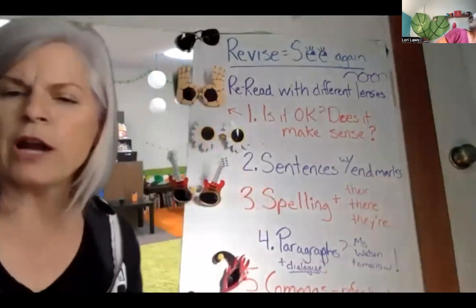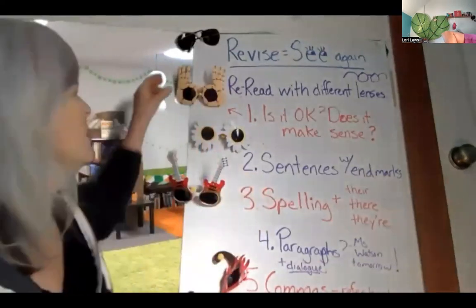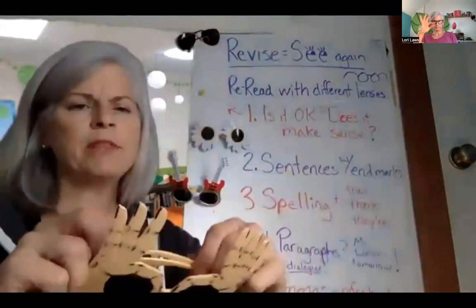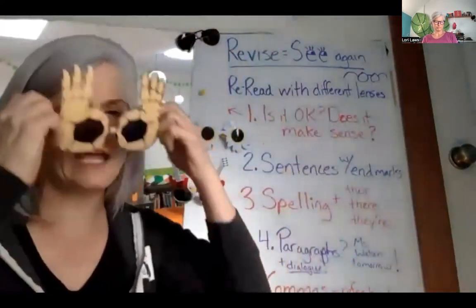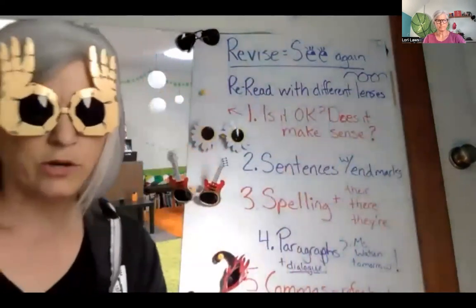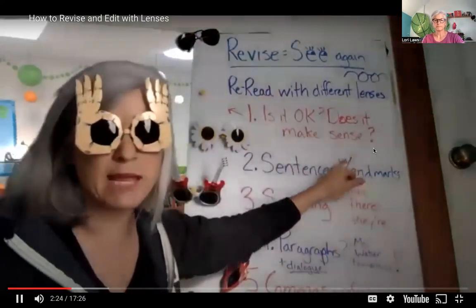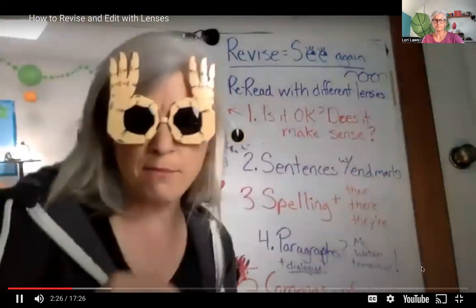You're going to want to put your everything okay glasses on. These are my all okay glasses. I'm going to put those on and I'm going to read my story. And the first time I reread my story, what I'm really checking is, is it okay? Does it make sense? So let me show you what I mean by that.